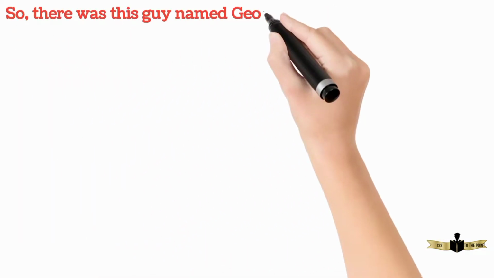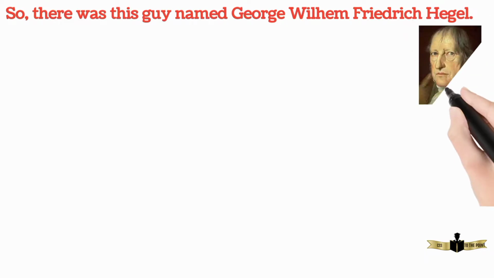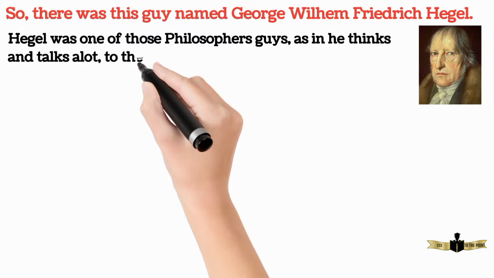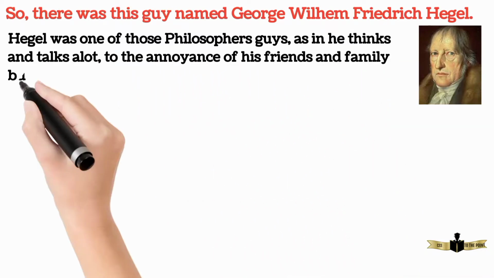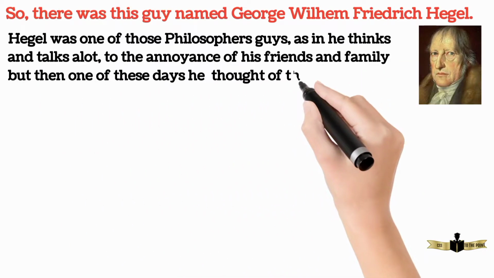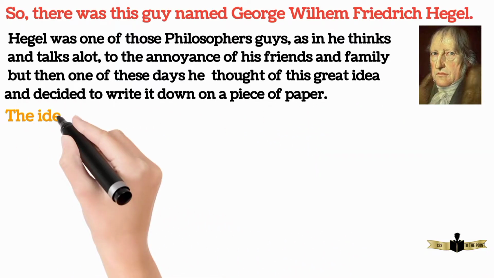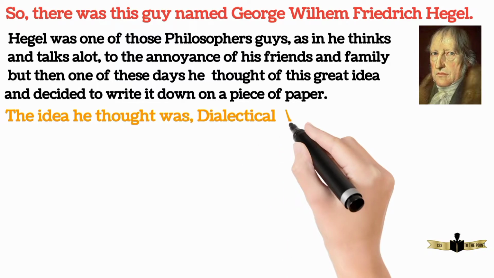So, there was this guy named Georg Wilhelm Friedrich Hegel. Hegel was one of those philosophers, as in he thinks and talks a lot, to the annoyance of his friends and family. But one of these days he thought of this great idea and decided to write it down on a piece of paper. The idea he thought of was dialectical arguments.